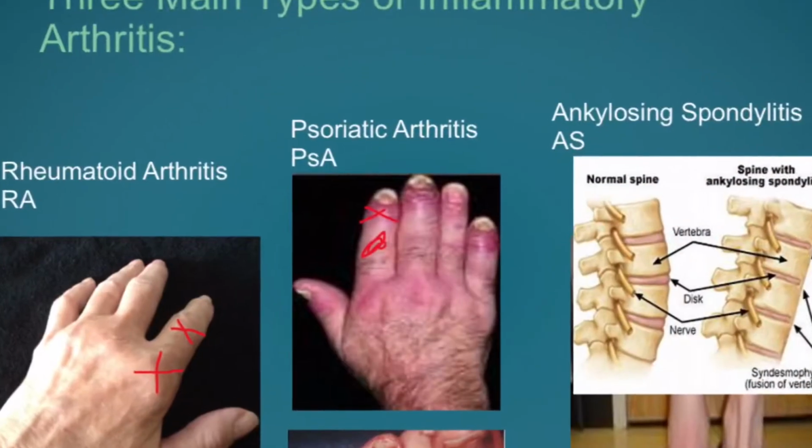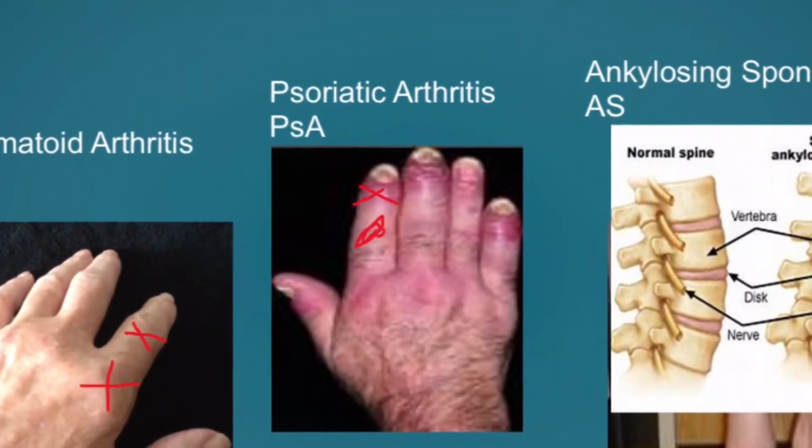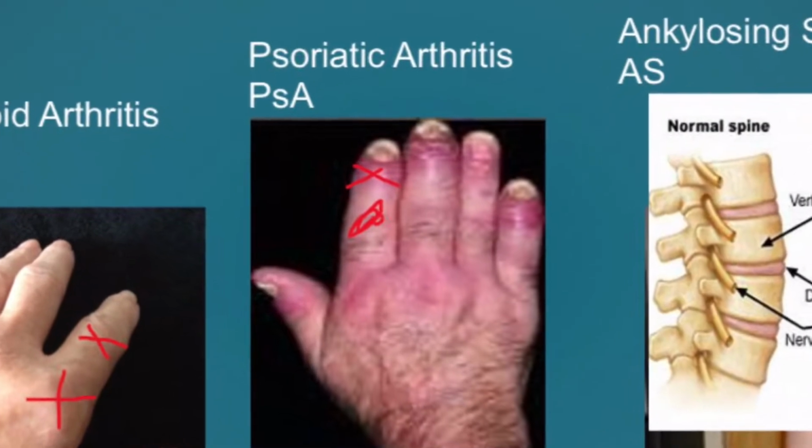Psoriatic arthritis can also affect joints in the hands, the feet, as well as other larger joints too, but it's not always symmetrical, and the joints involved can be different. We do not see the first set of joints, the metacarpal joints, affected, but we do see the second and third joints of the finger affected. This would also be the same for the toes.